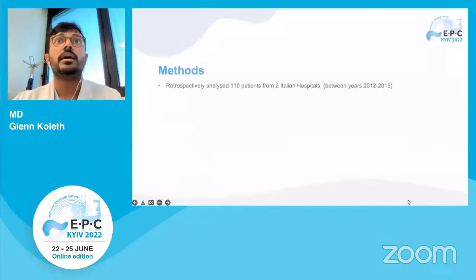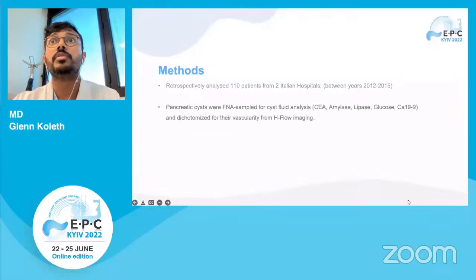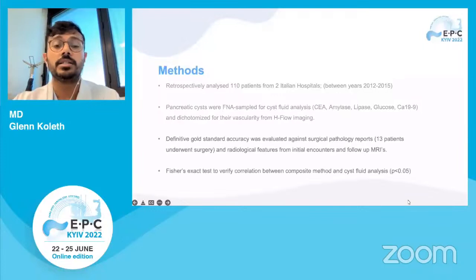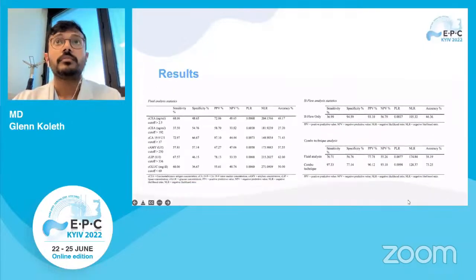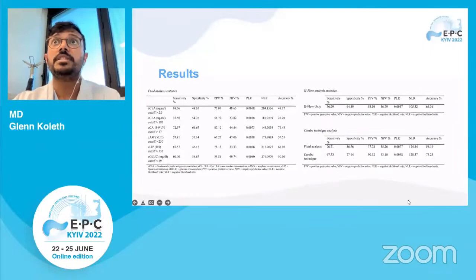We retrospectively analyzed 110 patients from 2 different Italian hospitals. Definitive gold standard accuracies were evaluated against surgical reports and radiological features from initial encounters. We then used Fisher exact test to look for correlation between a composite method and cyst fluid analysis. We found that the sensitivity and specificity of our cyst fluid analytics were comparable to previously published data. Not surprisingly, when used in combination with H-flow, the diagnostic sensitivity and specificity rose remarkably, as shown in our slide.